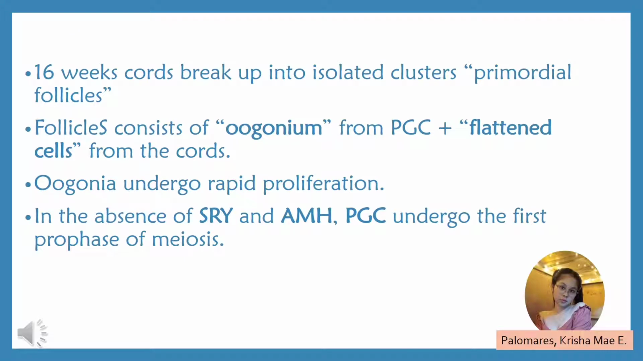At about 16 weeks, these cords break up into isolated clusters called primordial follicles. Each follicle consists of an oogonium, which comes from the PGC, and a single layer of flattened cells, also called follicular cells, derived from the cords. Oogonia undergo a period of proliferation. In the absence of SRY and AMH, the PGC undergo the first phase of meiosis.